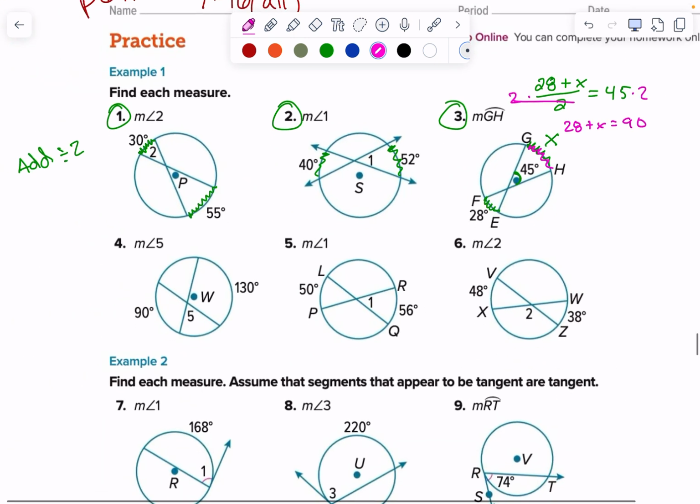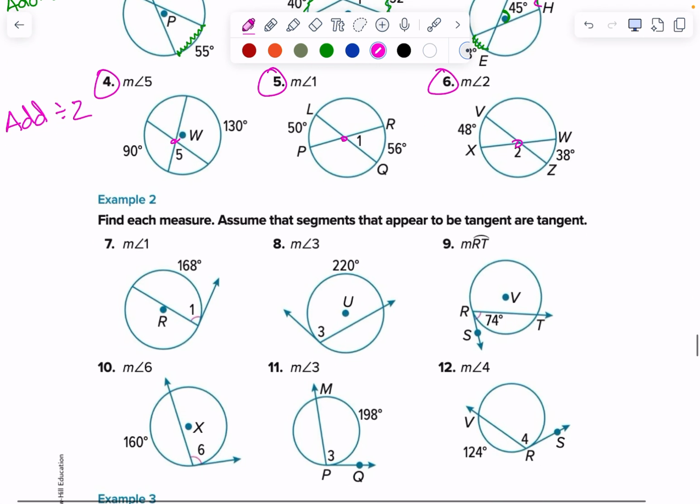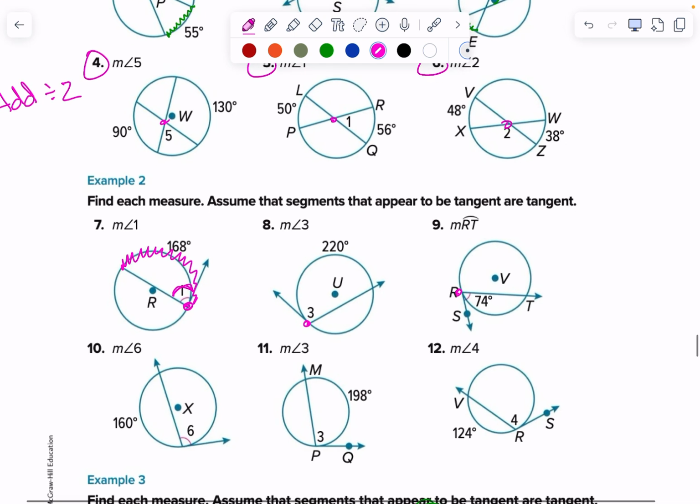All right. What about 4, 5, 6? What's the strategy there? I'm adding and dividing by 2 again, right? Add and divide by 2, because they're intersecting inside the circle, right? Okay. Now 7, 8, and 9, they're intersecting on the edge of the circle. So what do I do there? I just divide this thing by 2. So if this is 168, I divide him by 2, and that will give me that guy, right? I'm just dividing that by 2. Same thing with 8 and 9.